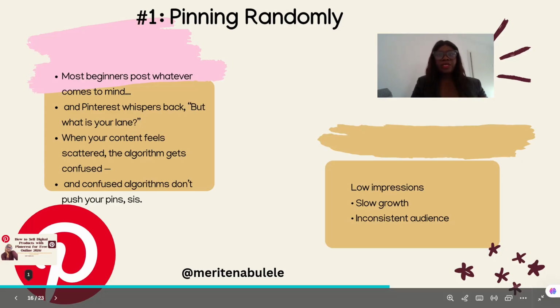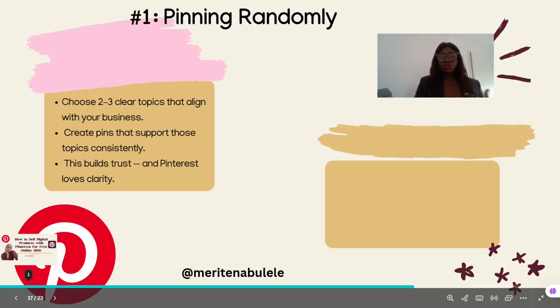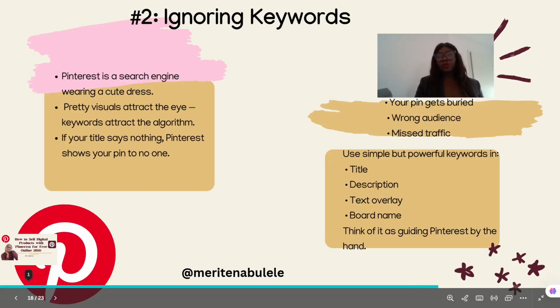Content pillars can be five things: the subject, the things that you talk about on your platform, your story, mindset, and maybe three other key things that you are promoting, selling, or talking about. Then make sure you're creating content according to your content pillar, and don't just post randomly. So I talked about choosing three clear topics. Create pins that support these topics consistently, because it's going to build trust within your followers.